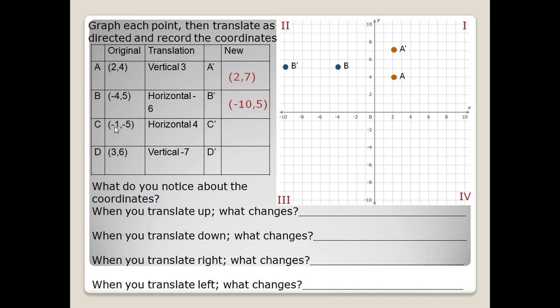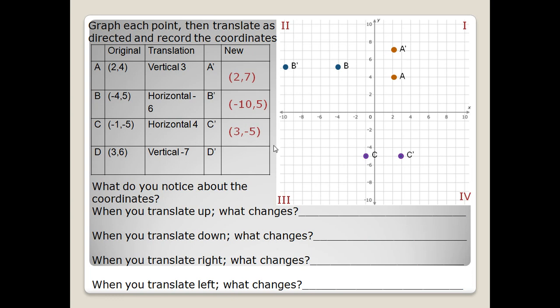Now let's look at our C, and we're going to go x negative 1, y negative 5, and there's our C. We're going to go horizontal 4, so that means to the right 4. 1, 2, 3, 4. We got it right there. And now we are going to look at our point, and that is x is 3 and y is negative 5. So we just write it over here, 3, negative 5.